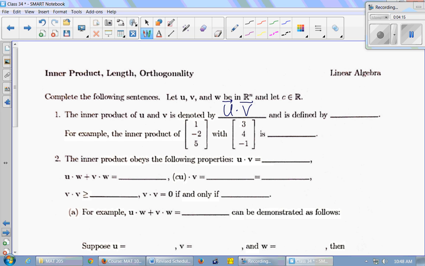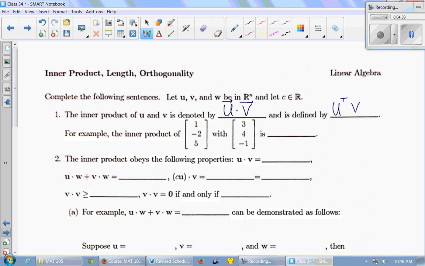Dot product is used a lot in your Calc 3 class. Your textbook uses inner product, but they're the exact same thing. And it is defined by, the dot product of U and V is, if we're going to define it in terms of linear algebra, U transpose times V. That would create the exact same thing that you have in your head of what the dot product is.